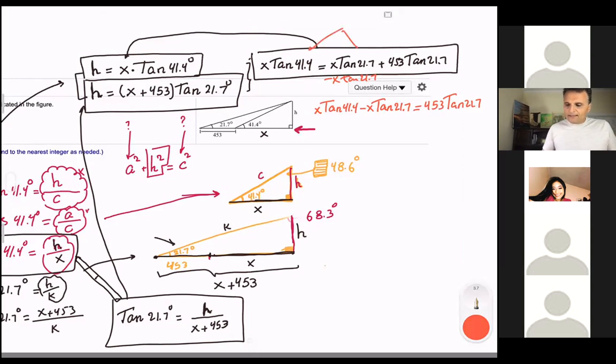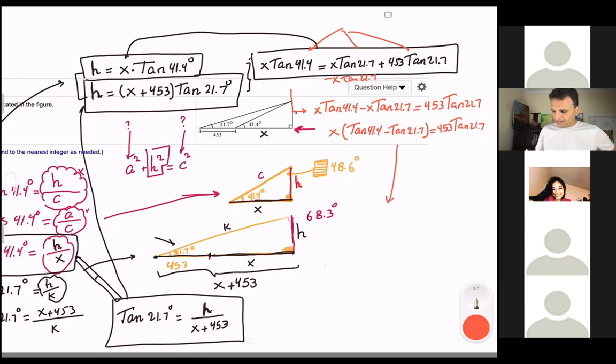At this level, I can just calculate those tangents. We have a calculator, but I don't recommend it because we are dealing with errors. I would like you guys not to use the calculator yet. You can factor the x: tangent of 41.4 minus tangent of 21.7. I factor the x, equal to 453 tangent of 21.7.